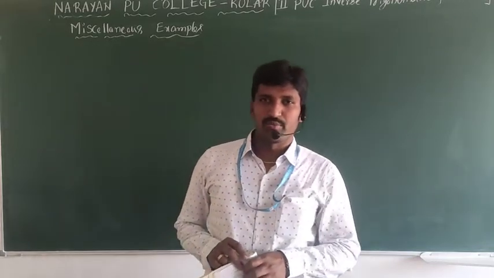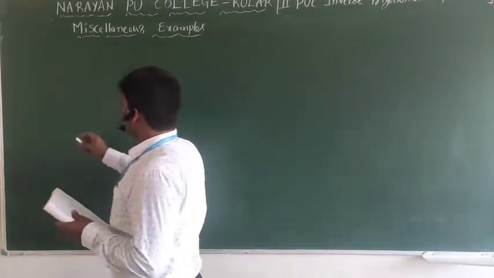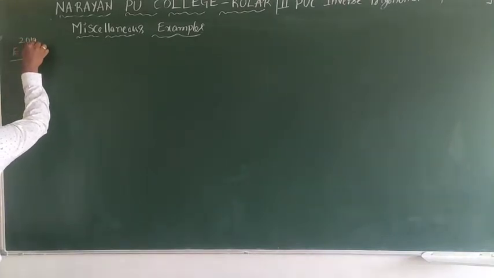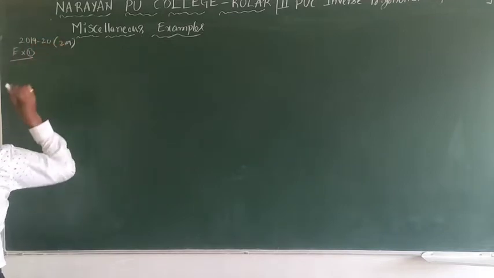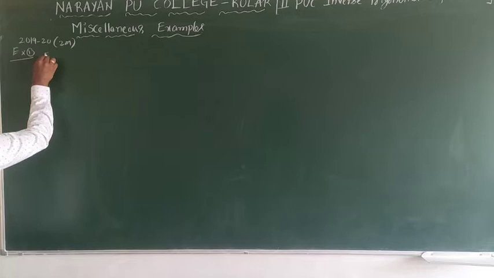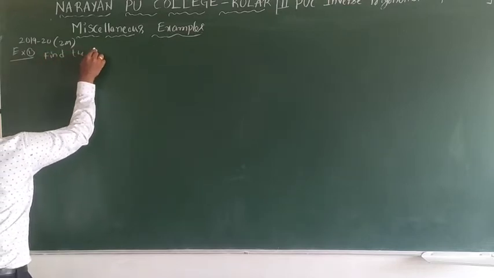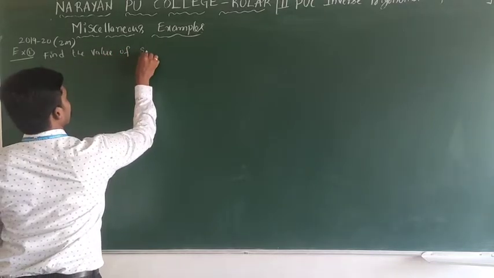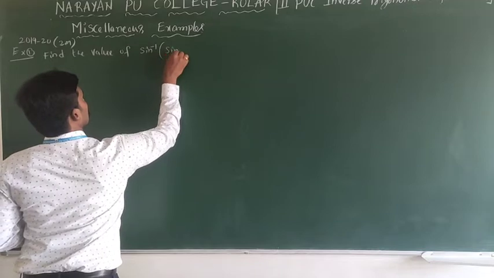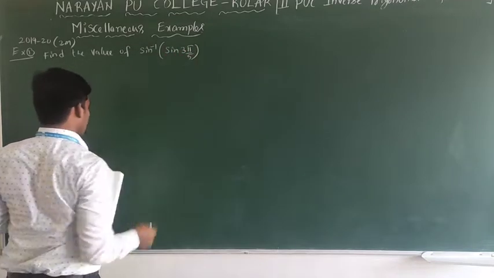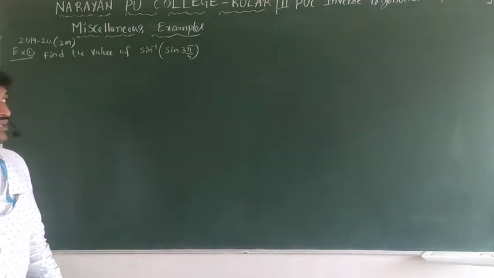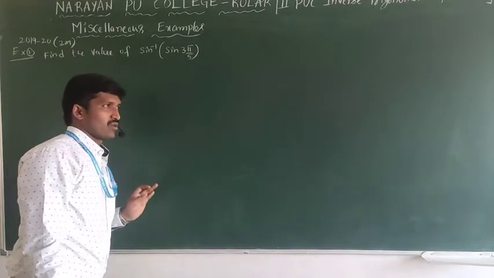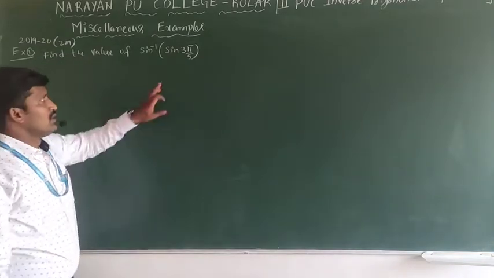Next, coming to miscellaneous examples. This first one. Now this question is a 2019 and 2020 two-marks question. Find the value of sine inverse of sine 3 pi by 5. This 3 pi by 5 is clearly not in the range of sine. The range is what? The closed interval minus pi by 2 comma pi by 2. We need to reduce this angle.